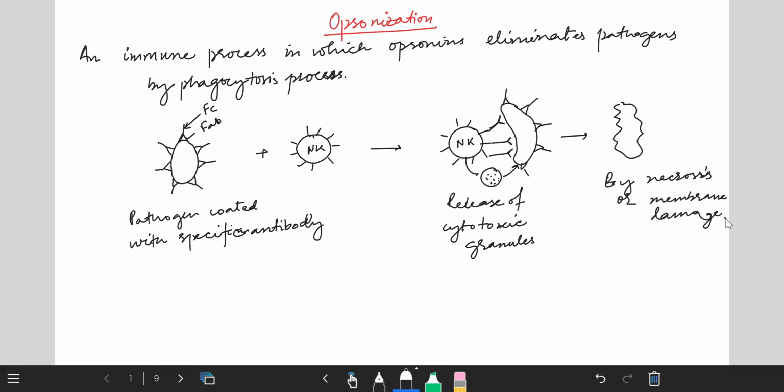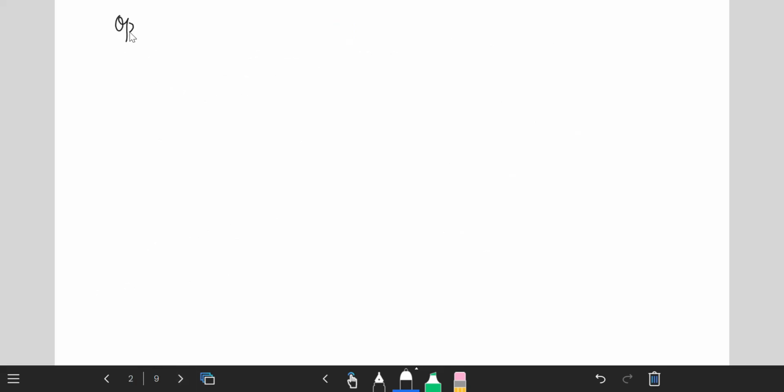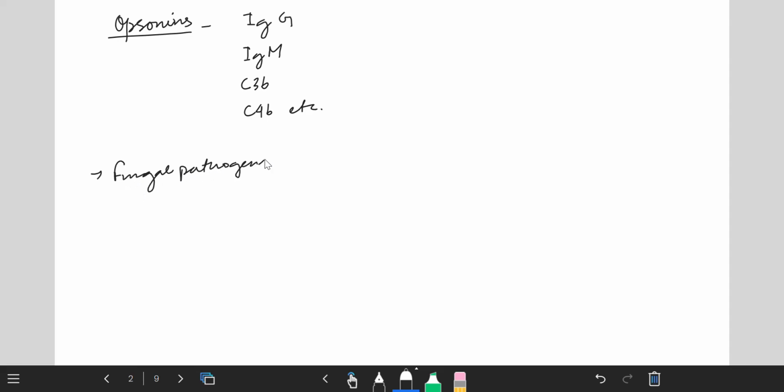Now we will see which kind of opsonins or antibodies are used. These are IgG kind of antibody, IgM kind of antibody, or it can be proteins like C3b protein, C4b protein, etc. And you should keep in mind that this process also acts on fungal pathogens through their fungal surface exposed ligands. Okay, so this is the opsonization process, a kind of antigen-antibody reaction.